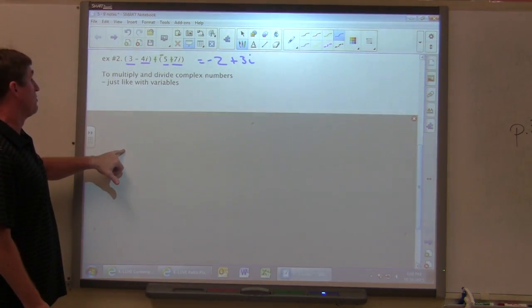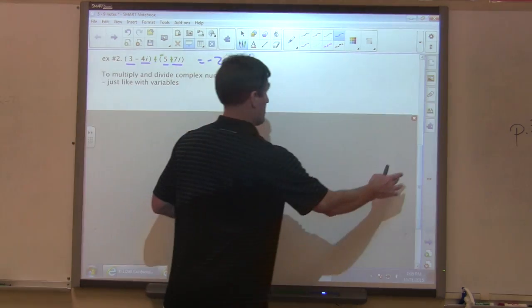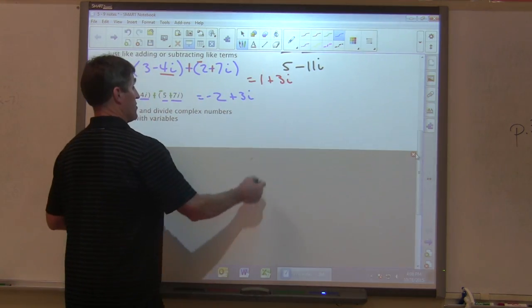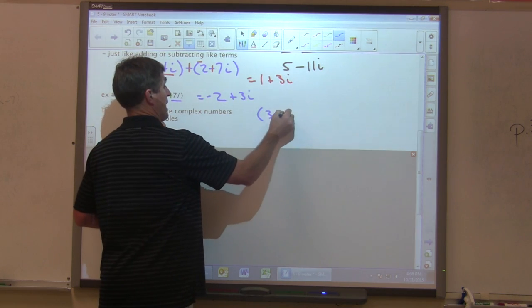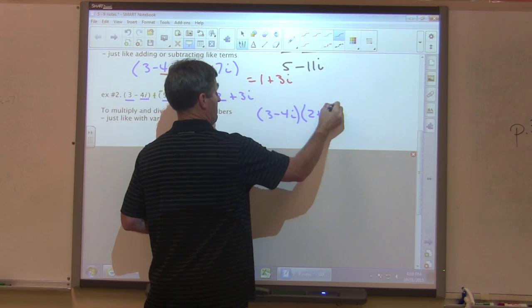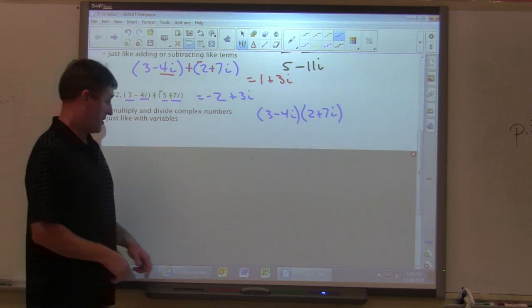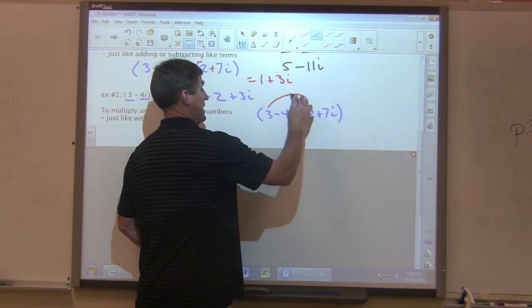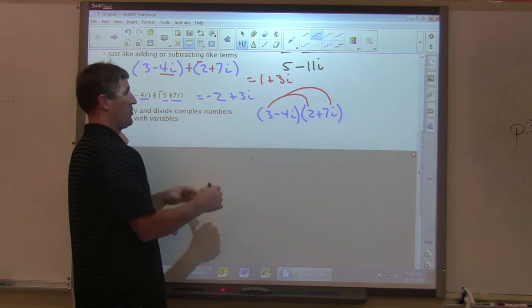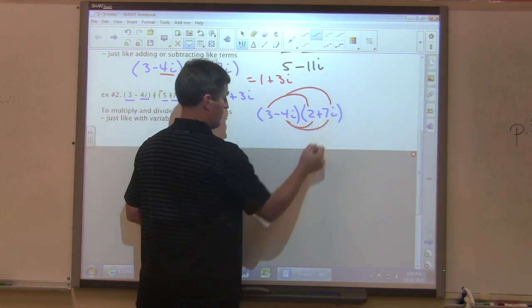Next, you're going to be asked to do multiplication and division of complex numbers. So again, you do it just like you would do with variables. So if we have 3 minus 4i times 2 plus 7i. Now we do distribute this. So again, you take 3 times both, whether you use the FOIL method, the claw, smiley face, whatever method you use to do these. And then you have to take 4i times both.